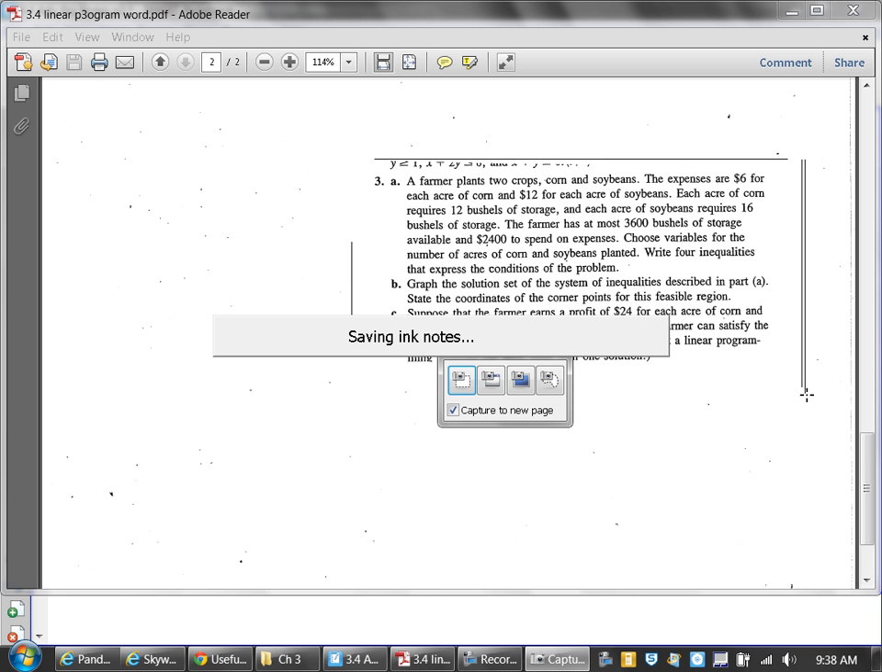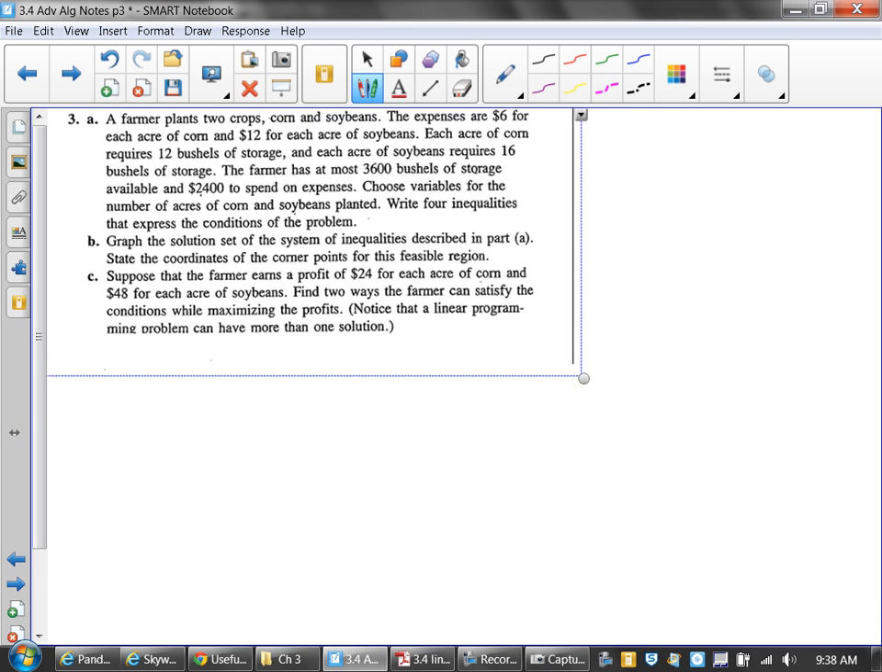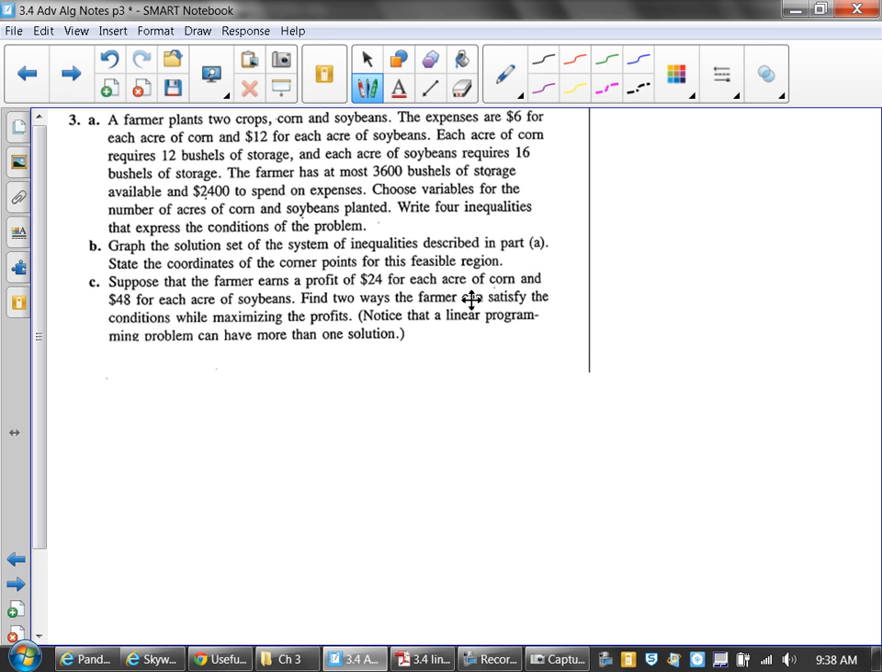The farmer. 6 and 12. Yep. All right. This one should have wound up a little bit cleaner for us to set out. This one's really nice. You're looking to maximize your profit. You know you make 24 bucks profit on corn. You've got your $24 of profit for each acre of corn and $48 of profit for each acre of soybeans. Man, that doesn't sound like a lot of money. And you could probably attest to that, right?